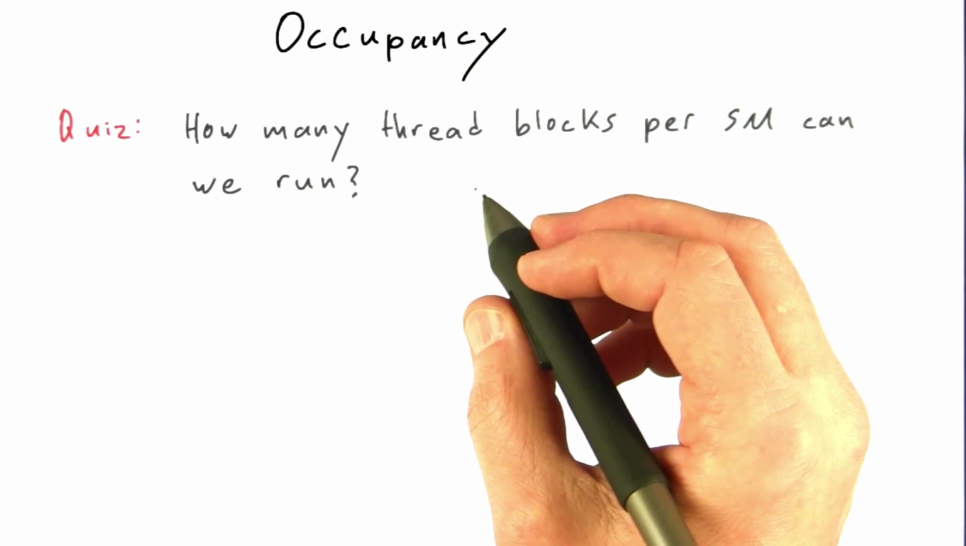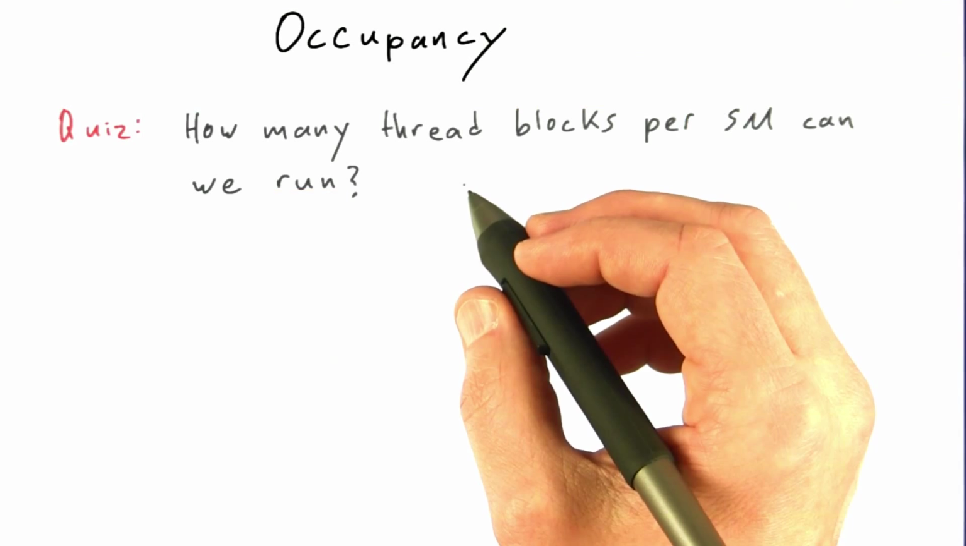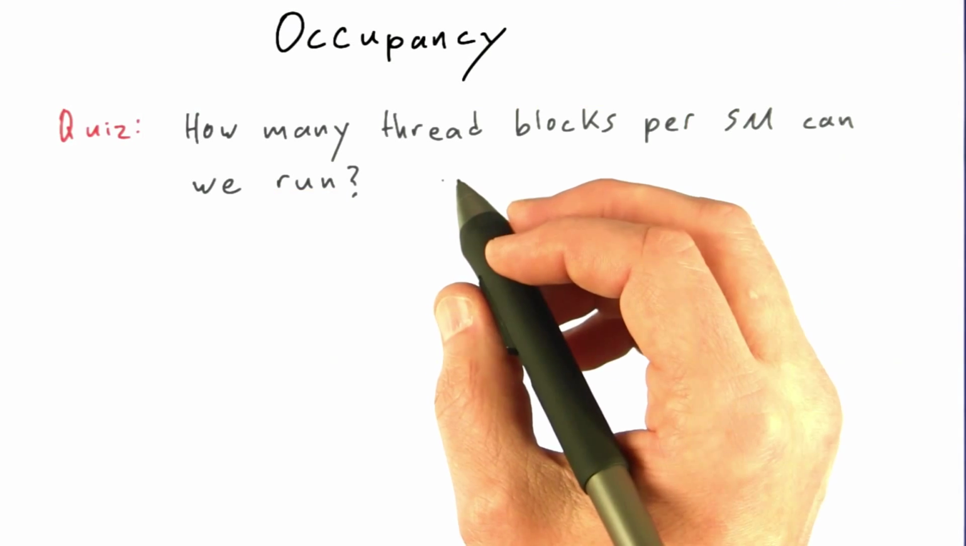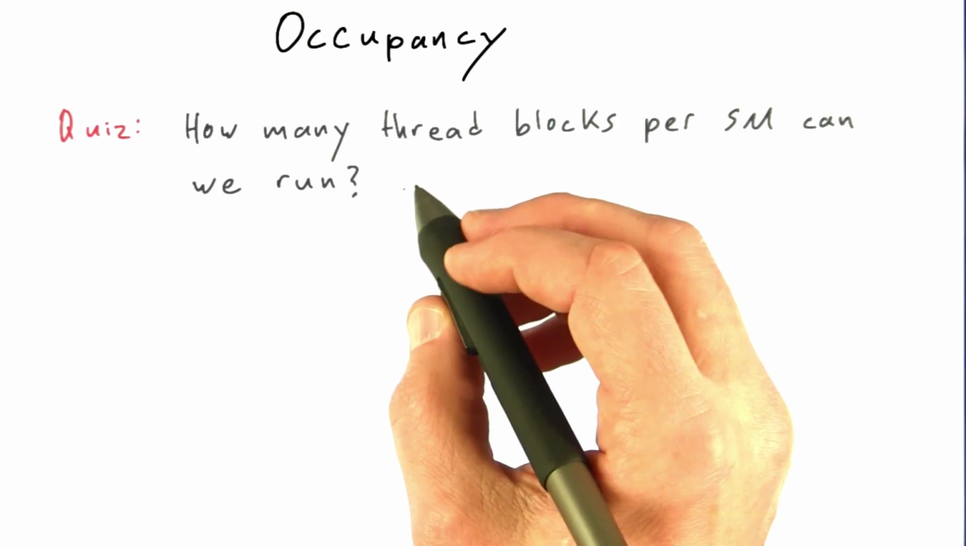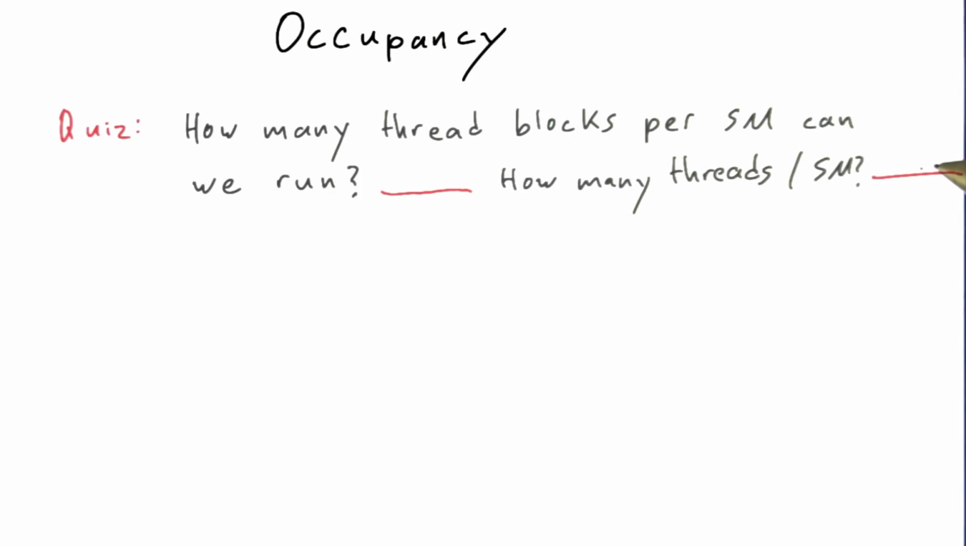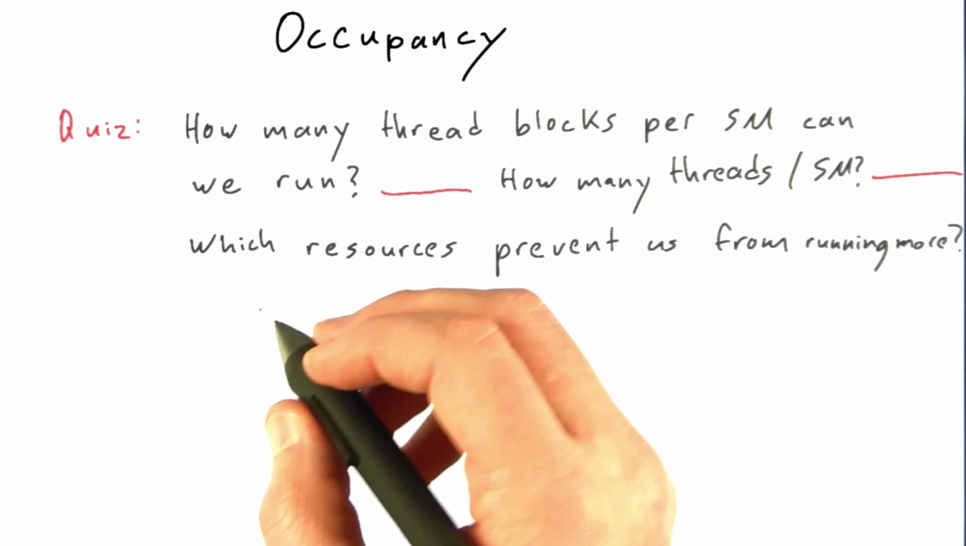So given the register and shared memory usage for the kernel that we just saw, and given the GPU statistics from device query running on my laptop that we just saw, how many thread blocks per SM can we run? And how many threads per SM can we run? And which resources are preventing us from running more?